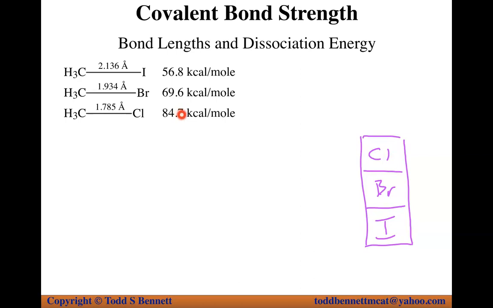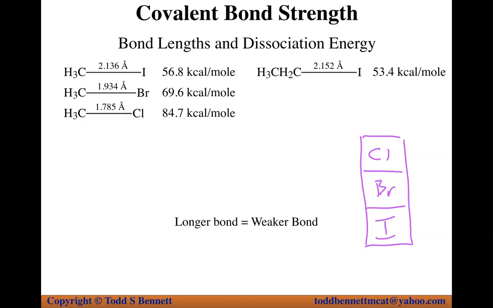Went up by about 15, not bad. And this was around 1.7, 1.8, a little bit closer to 1.8. Perfect. I have a nice, easy decision to make here. Longer bond equals weaker bond almost all the time.